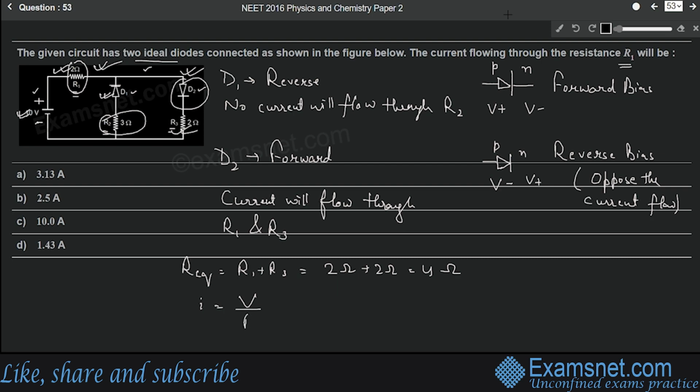V by R equivalent. The potential is 10 volt and the equivalent resistance is 4 ohm. So it will be equal to what? 10 upon 4, that means 2.5, and the unit of current will be ampere. So 2.5 ampere, that means option B will be the correct answer. Okay, this is the same current that will flow through R3 as well.